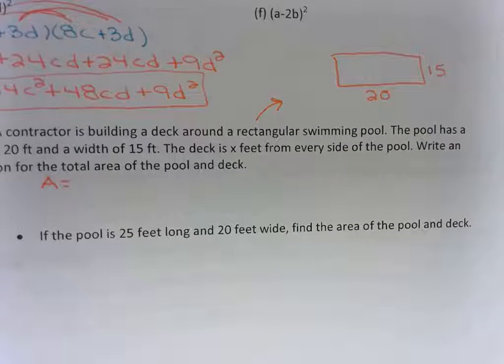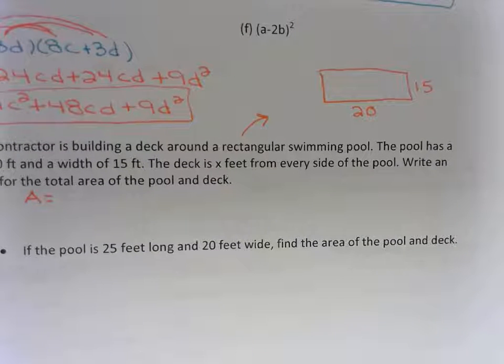As you keep reading, now this is kind of the tricky part. What do they tell me about the deck? Because I want the total area of the pool and the deck. Keep reading it. The deck is what? Okay, so as I'm drawing my picture, if my deck is X feet from every side of the pool, what does that mean, picture-wise? If it says my deck is X feet from every side of the pool, it surrounds it.